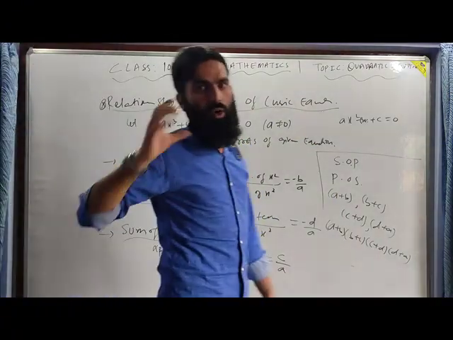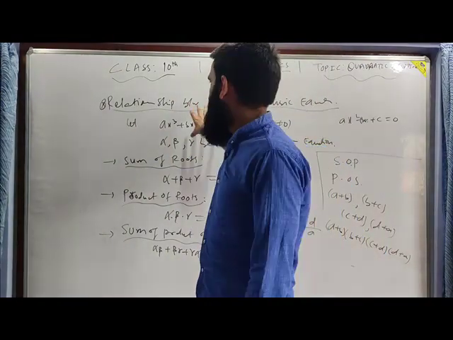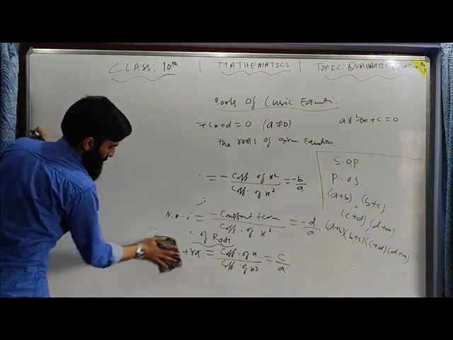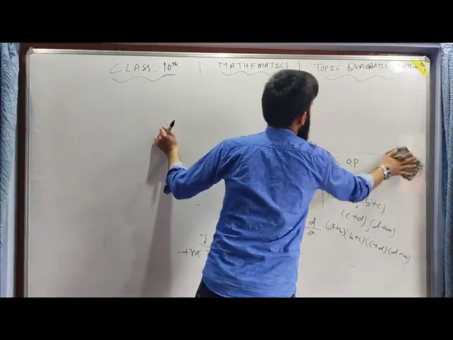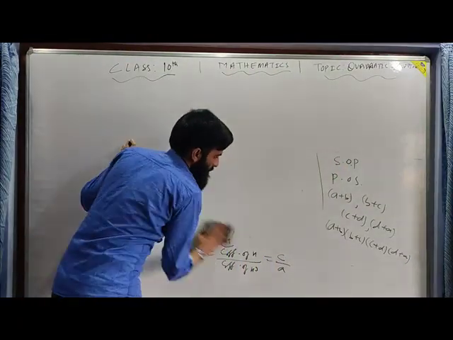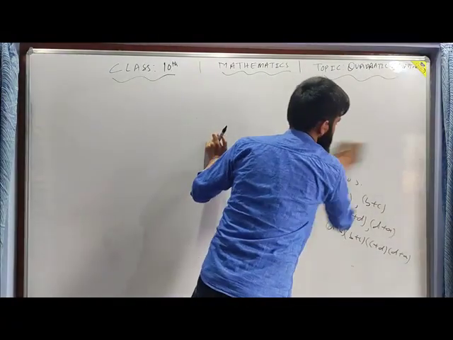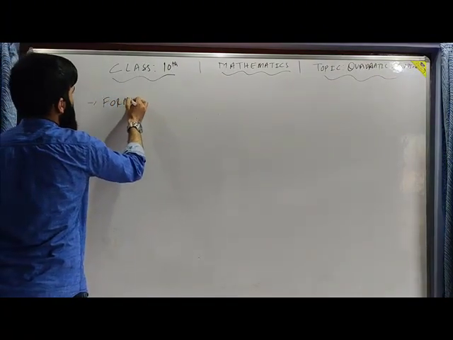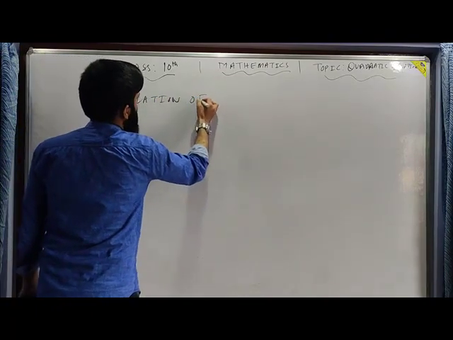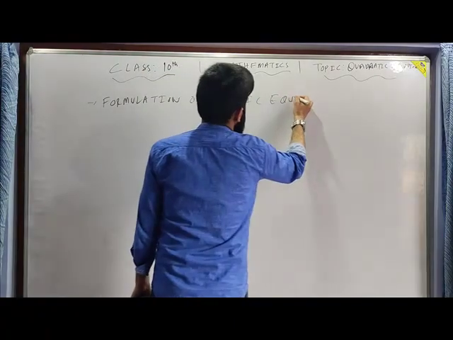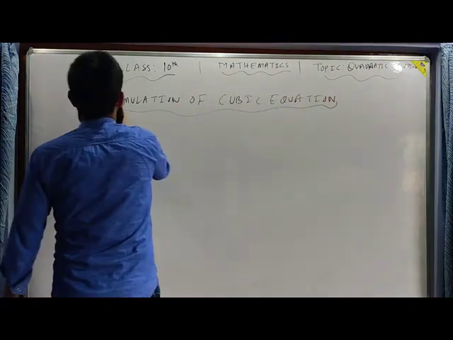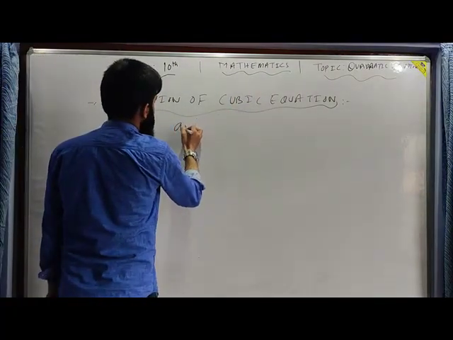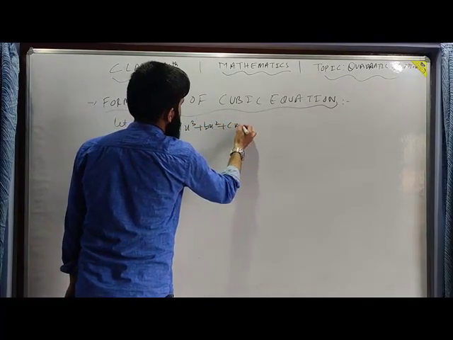Now, likewise, we have formulated the quadratic equation. On the same basis, we will now formulate the cubic equation. Formulation of cubic equation. We know that the standard form of any cubic equation is ax cubed plus bx squared plus cx plus d is equal to 0.